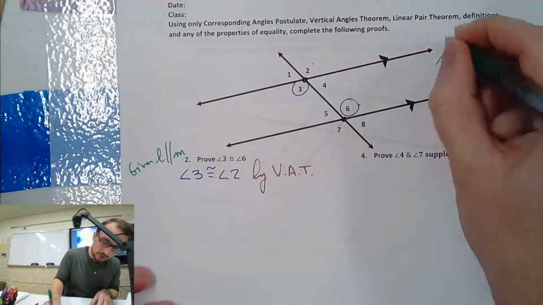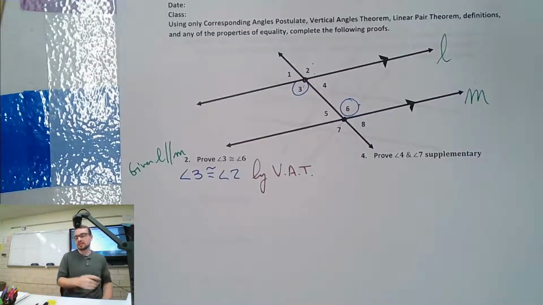Well, what's L and M? Well, that's what the lines are called. Duh, it says it on your paper just like it says it on mine. What's wrong with you? Call them L and M, or whatever you want, okay?